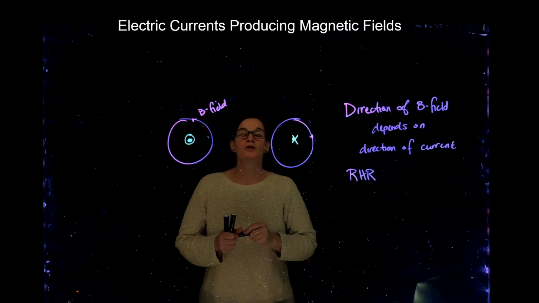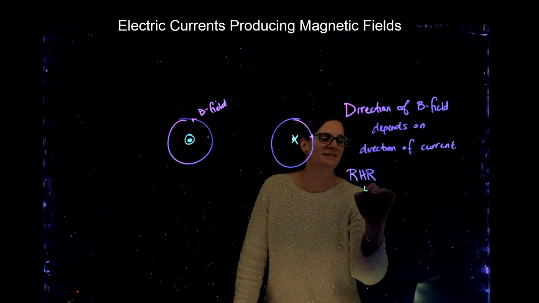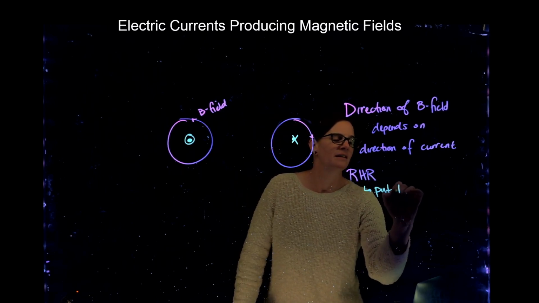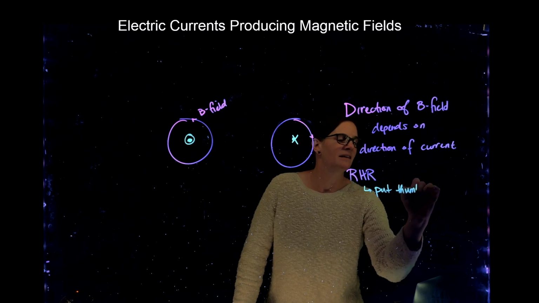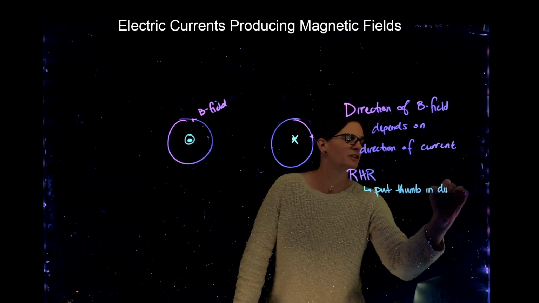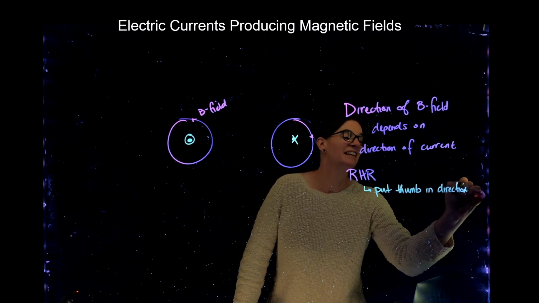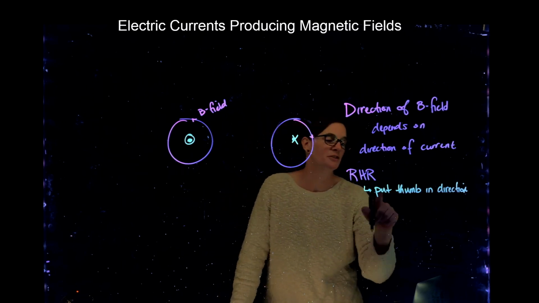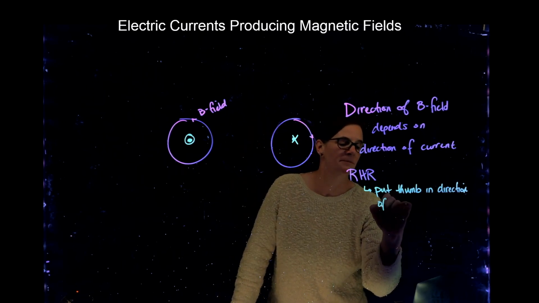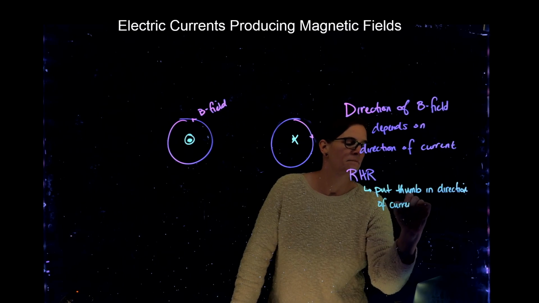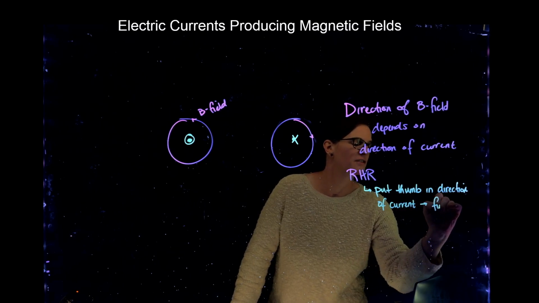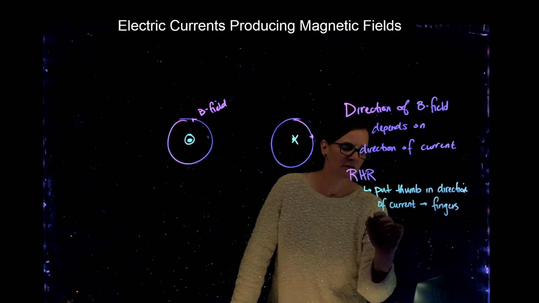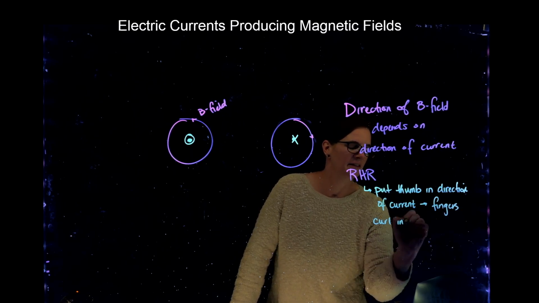All right, so put your thumb in the direction of the current. And this is the conventional current, like the one that we use going from a high potential to a low potential. Put your thumb in the direction of the current. Your fingers curl in the shape of the field.